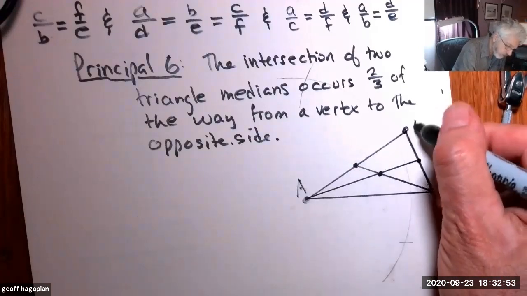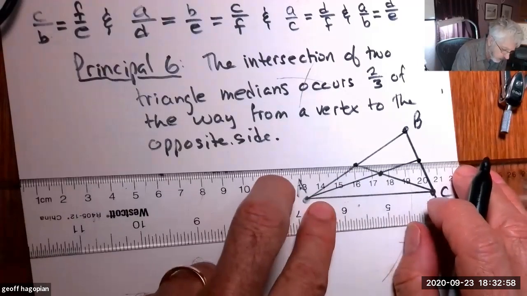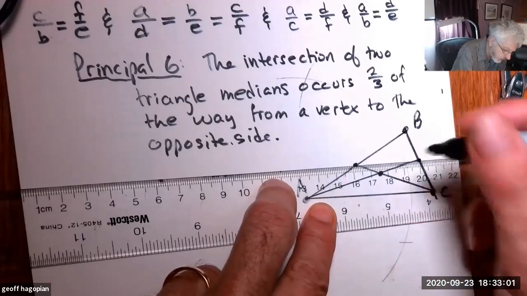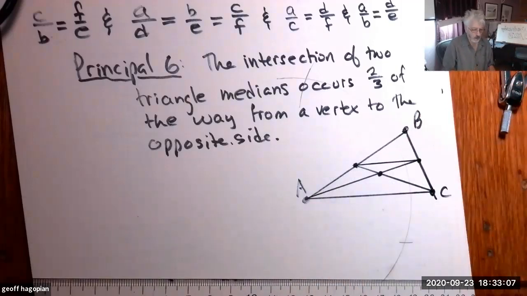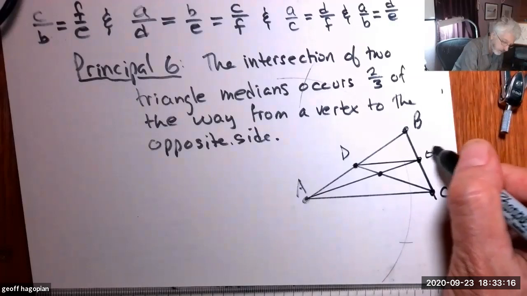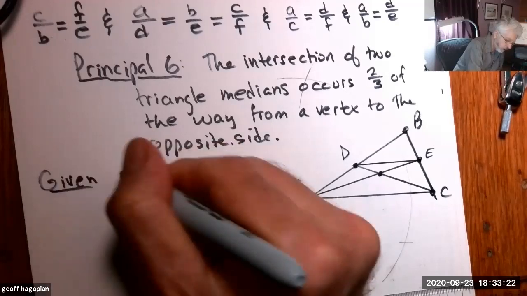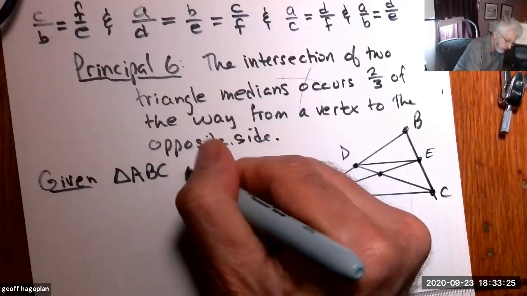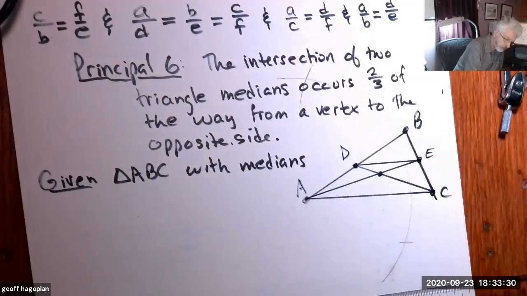A, B, C, and I'm going to draw this triangle here. Okay, and that's a midline. So DE is a midline. So what are we given? Triangle ABC with medians AE and CD.